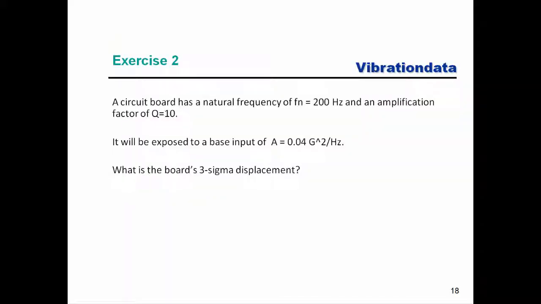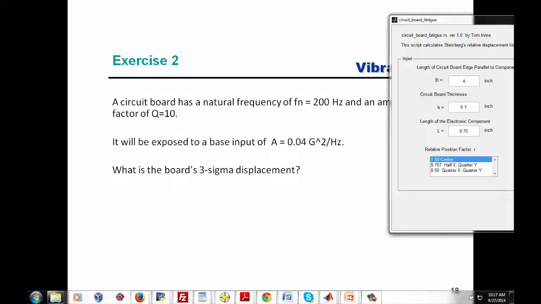Okay, so let's say a circuit board, hypothetically, has a natural frequency of 200 Hertz and an amplification factor of Q is equal to 10, and that's equivalent to saying 5% viscous damping. And it will be exposed to a base input of A is equal to 0.04 G squared per Hertz. So that is the base input at the natural frequency, and we are pretty much assuming that the PSD is flat within plus and minus 1 octave relative to 200 Hertz. So what is the board's predicted 3 sigma displacement?